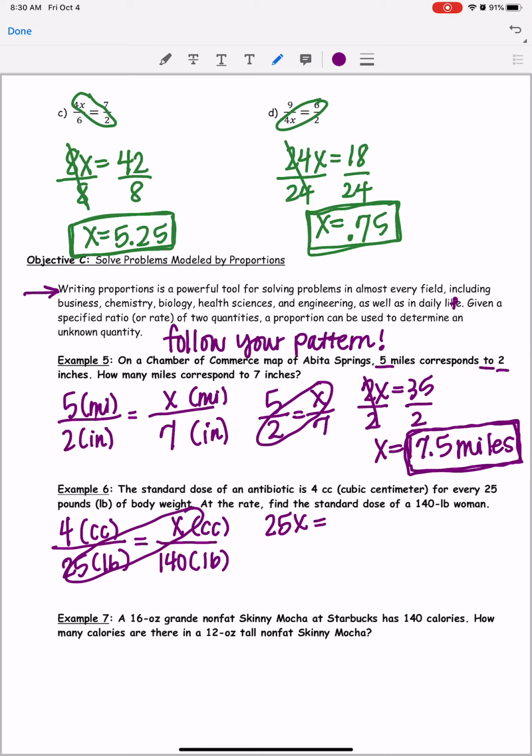We get 560. Divide both sides by 25. And we get X equals 22.4. So I need 22.4 what? Well, my X went right here with that CC. So 22.4 CC.